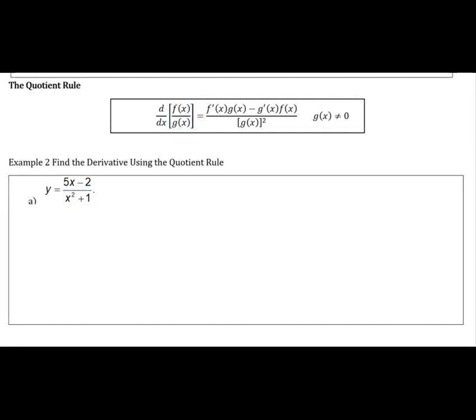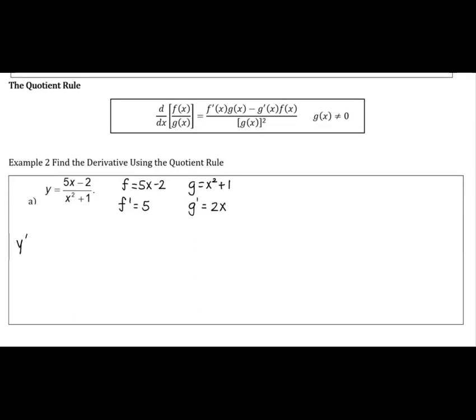It's important to make sure that you're keeping f to be what is in the numerator and g to be what is in the denominator, because the order in which we divide things does matter. I'm now going to take f prime and g prime. F prime, the derivative of 5x minus 2, is simply 5. And the derivative of x squared plus 1 is 2x.